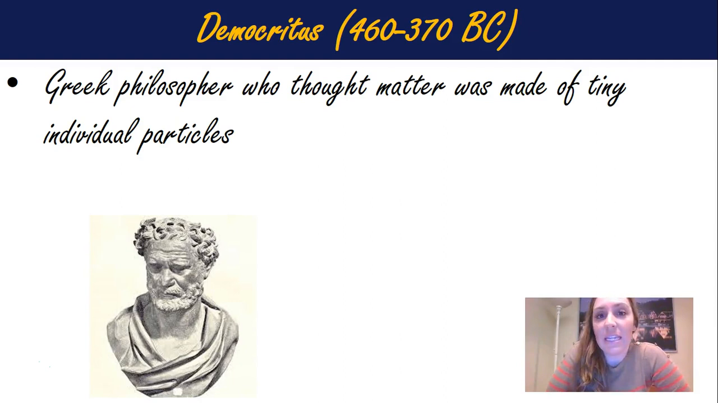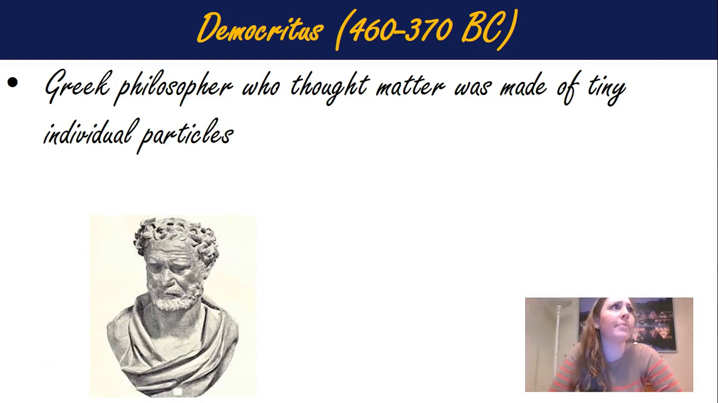So Democritus, he was about 2,500 years ago. He lived in the year 460 BC. He was born and he died in about 370 BC. So he was a Greek philosopher, and he thought that matter was made out of tiny particles. Now, he didn't have any kind of science to back this up. He didn't prove this. He just was hanging out thinking, as a philosopher does.